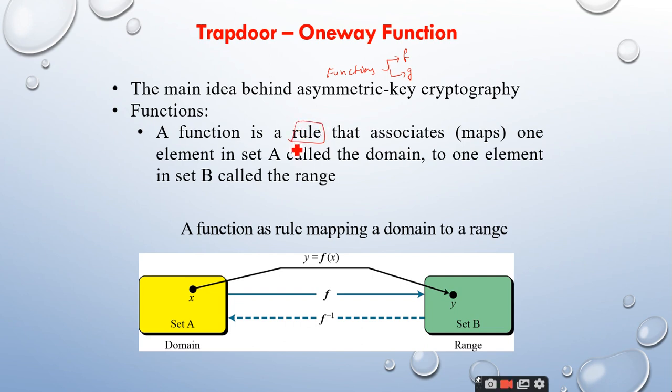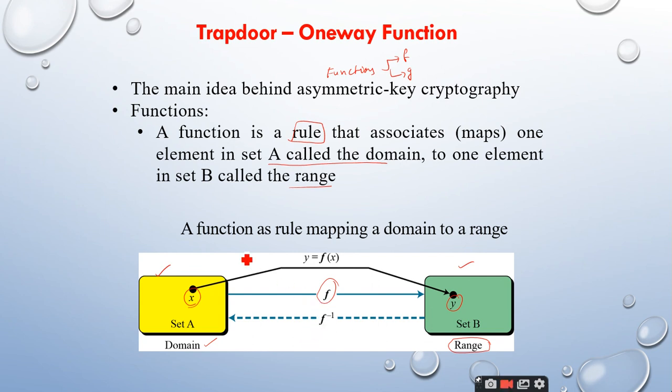It is a restriction, or a rule which maps one element in set A, called the domain, to one element in set B, called the range. So this is set A, which we call the domain. We have some n number of elements here. This is set B, which has n number of elements. That set of elements we call the range. So a function is nothing but a rule which maps one element x in set A, or domain, to one element y in set B, or range. That is called f. Clear?